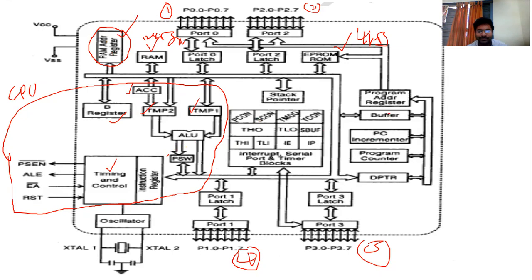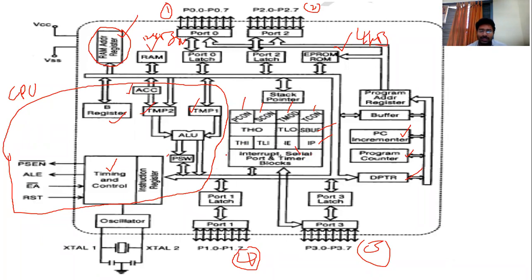Then another one is the increment program counter, and the DPTR, the data pointer register. These are some of the registers: power control register, serial control register, timer mode register, timer control registers. These are some of the registers, TH1, TH0, TL. Then the serial buffer register, the IE interrupt enable register, and the interrupt priority register. So these are all the different types of registers.